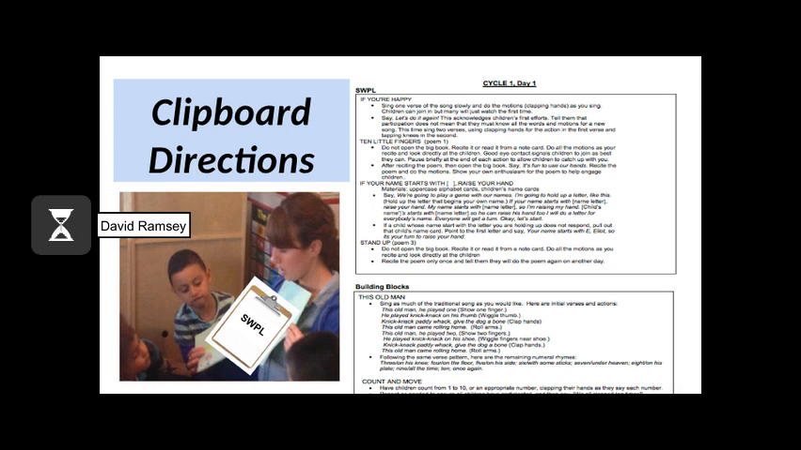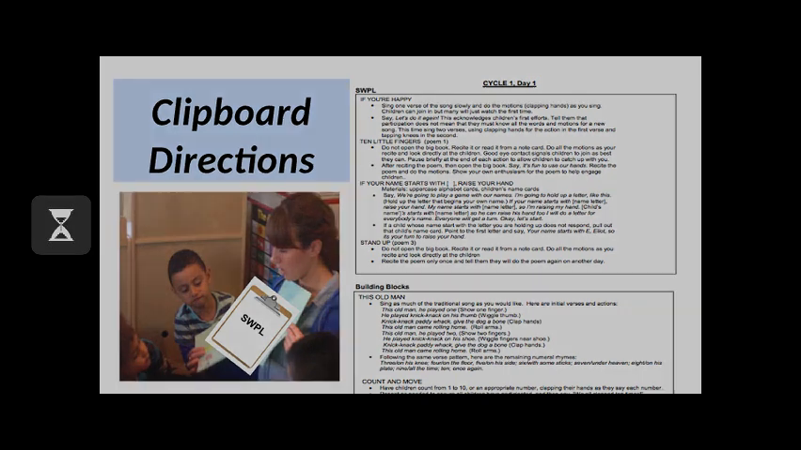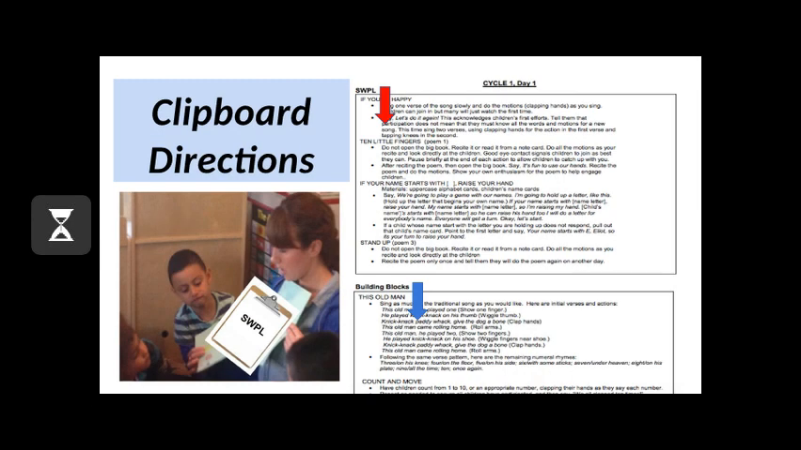Each day of instruction has a sequenced set of Swpl activities called the clipboard directions. For efficiency, many teachers keep the week's set of lessons at the ready on a clipboard in the meeting area. You will notice that the clipboard directions list the Swpl activities at the top and Building Blocks whole group activities at the bottom.